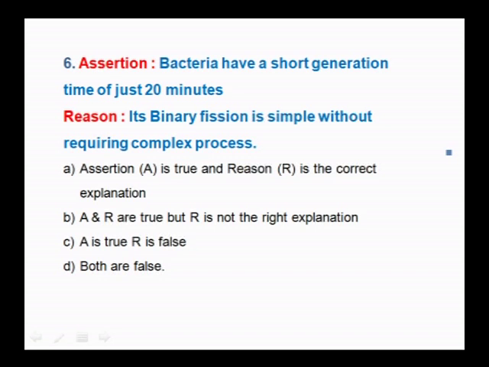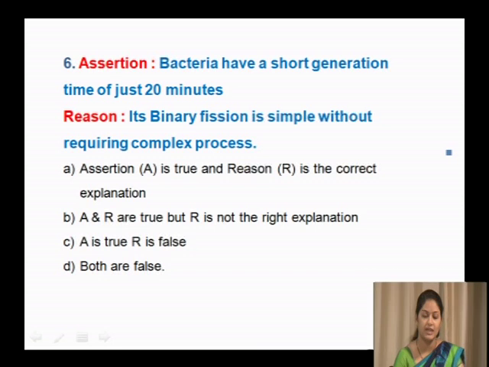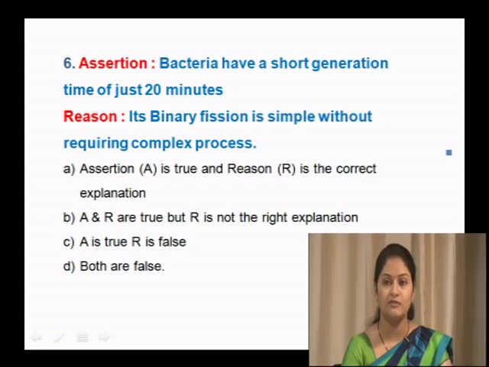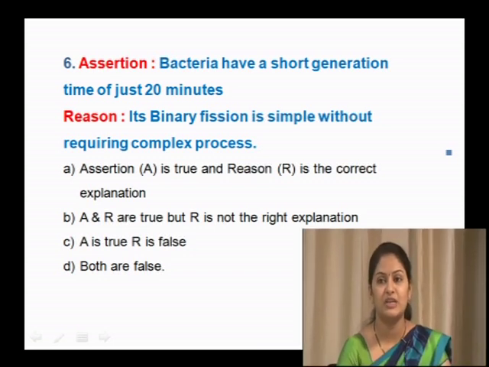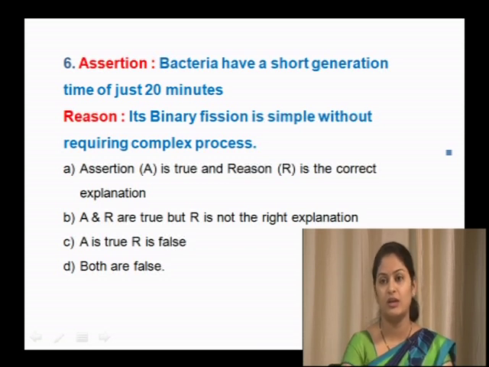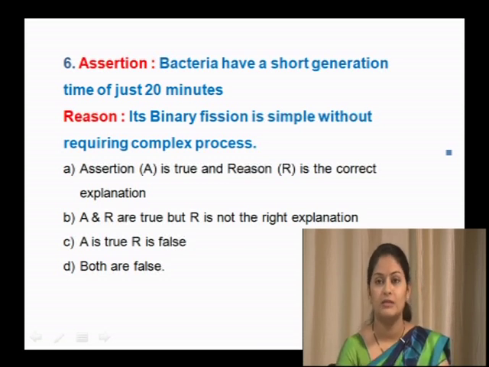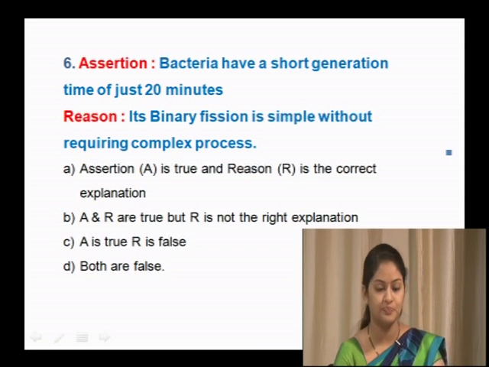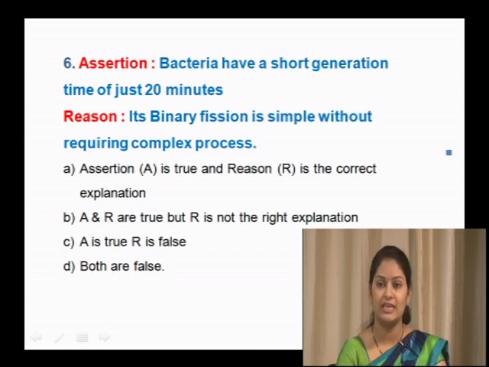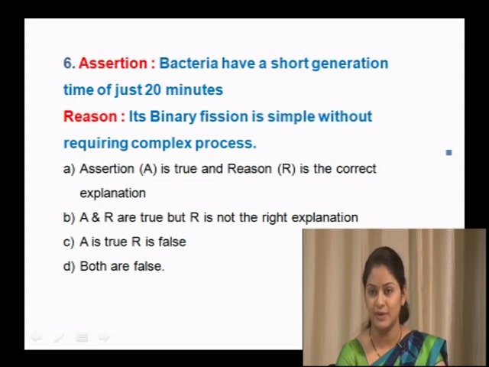Question 6. Assertion: Bacteria have a short generation time of about 20 minutes. Reason: Its binary fission is simple without requiring a complex process. So both are actually true. The assertion is, as you know, that bacteria are simple prokaryotic cells which can divide every 20 minutes, and the kind of cell division followed by them is binary fission. And the reason for the assertion is very rightly said there.